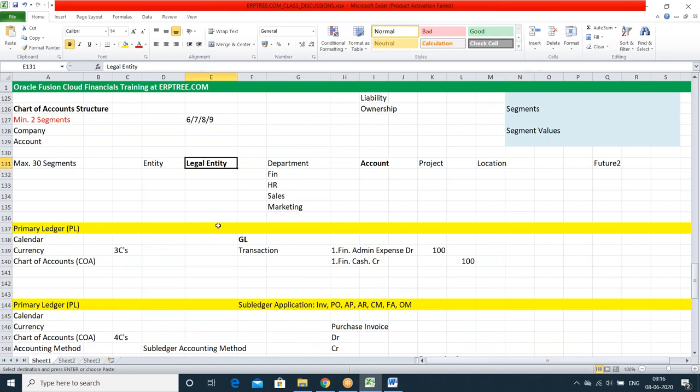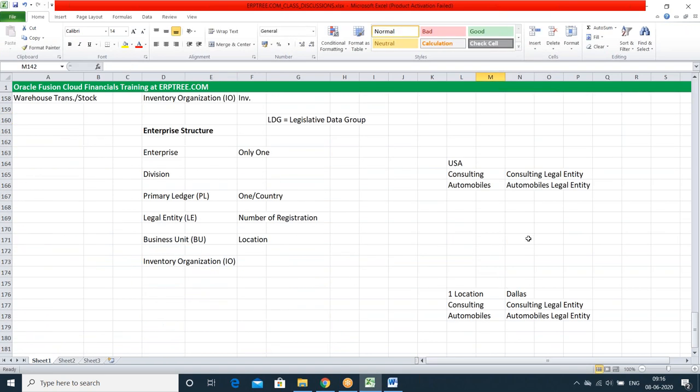Or else, in which scenario can you take company? Say you have two legal entities and you are operating the business in three locations. In that case, we'll have a total of 6 business units, right? For each business, one business unit. Since there are two businesses across three locations, in total we can have 6 BUs. Now your legal entities are only 2. Registrations are 2 and business units are 6.